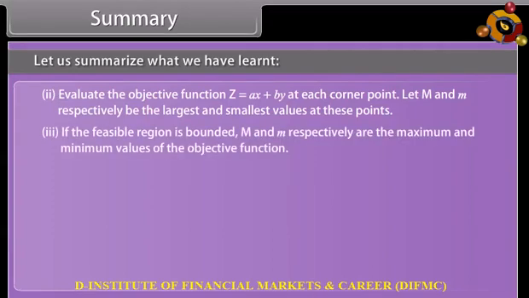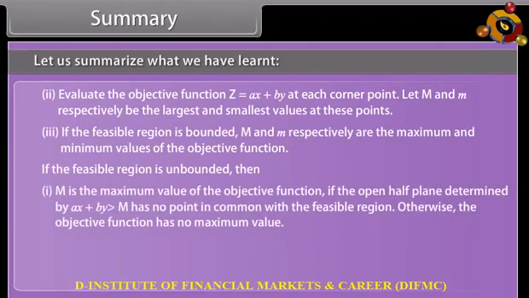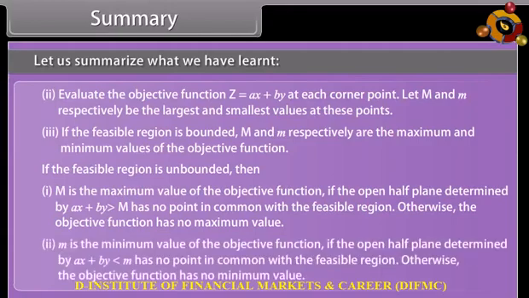3. If the feasible region is bounded, M and m respectively are the maximum and minimum values of the objective function. If the feasible region is unbounded, then 1. M is the maximum value of the objective function if the open half plane determined by ax plus by greater than M has no point in common with the feasible region. Otherwise, the objective function has no maximum value. 2. m is the minimum value of the objective function if the open half plane determined by ax plus by smaller than m has no point in common with the feasible region. Otherwise, the objective function has no minimum value.